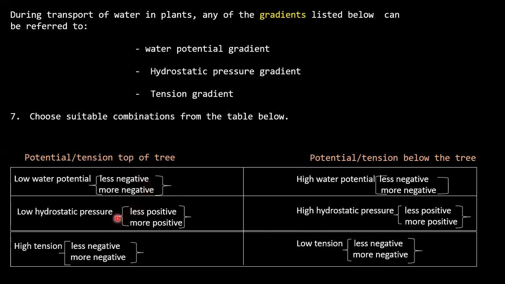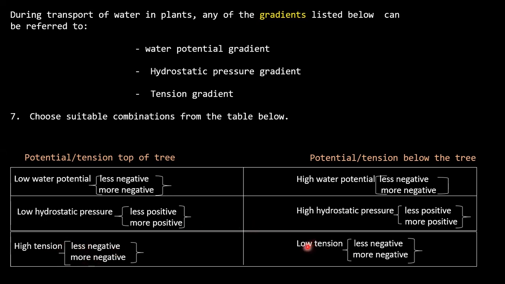Then we come to hydrostatic pressure. At the top of the tree, hydrostatic pressure is low. The question is, is it less positive or more positive? Below the tree, hydrostatic pressure is high. Is it less positive or more positive? Then we come to tension. Tension at the top of the tree is high. Question, is it less negative or more negative?